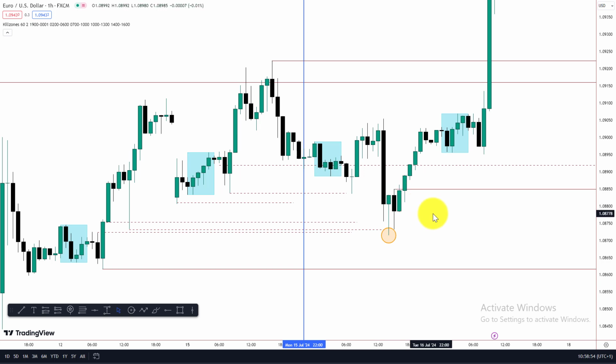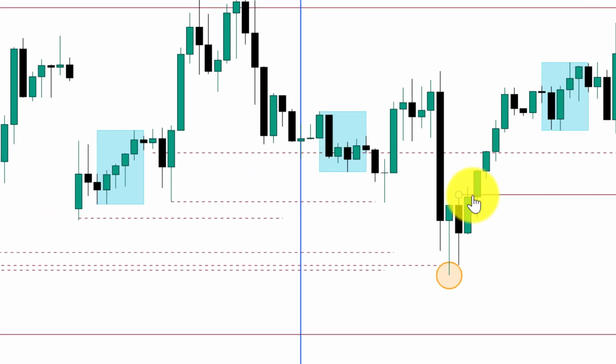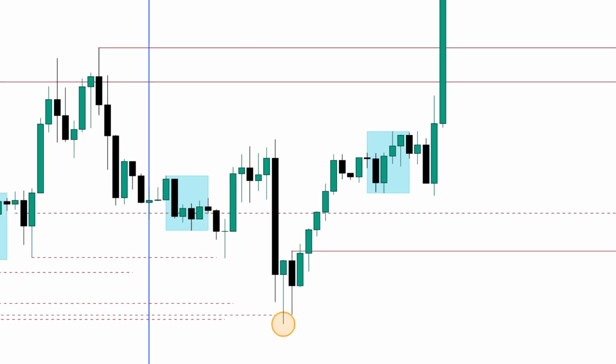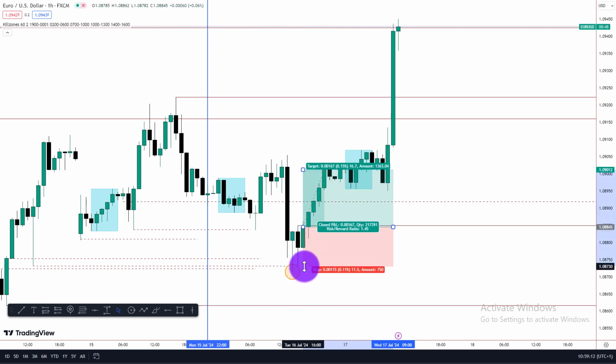This is the high of the third candle. Immediately price action takes out the high of the third candle. I'm going to place a buy with my stop loss below the low of the third candle. Okay, this is a very powerful strategy. So this is what I will do. I will just do this. That's how I would have traded this.